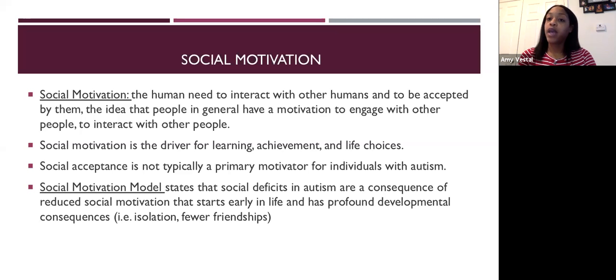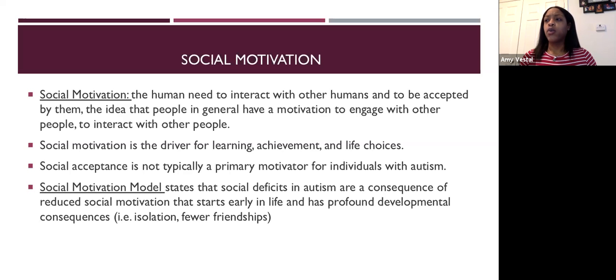So there is something out there that's called the social motivation model. What that basically states is that social deficits in autism are a consequence of reduced social motivation, and it starts early in life, and it has profound developmental consequences. Sometimes it can lead to isolation. You're not making as many friends because you're not really interacting with others, or you don't really understand how others move or why they do certain things. So it's hard for you to relate to them. And so that's kind of what happens when we look at individuals with autism and how they interact with others.